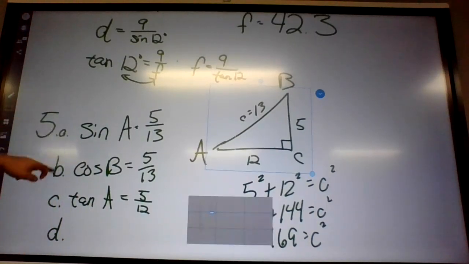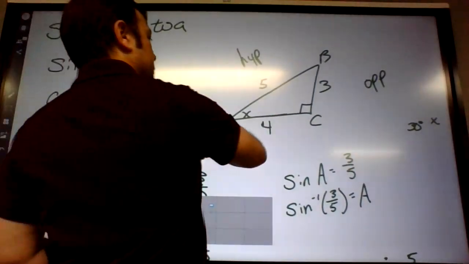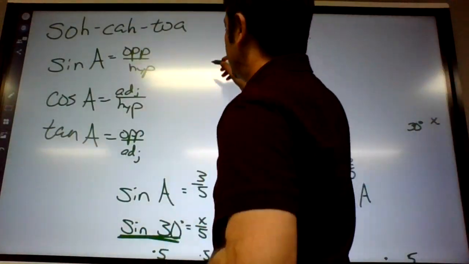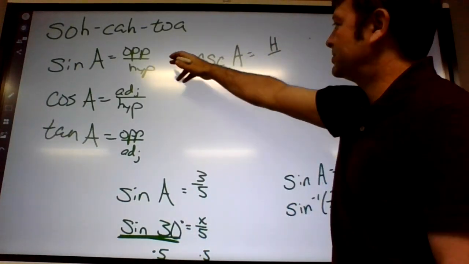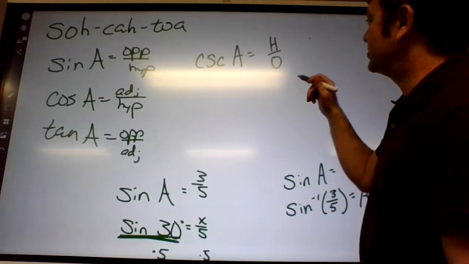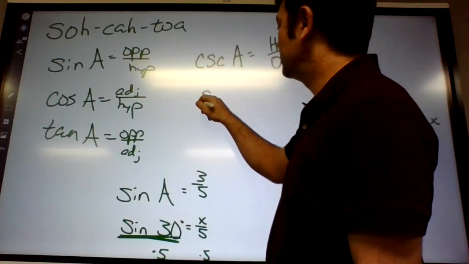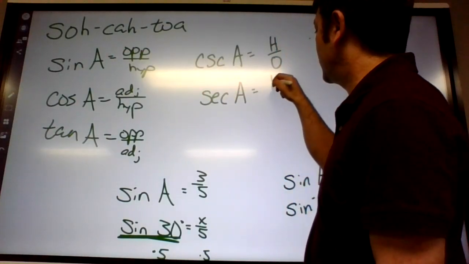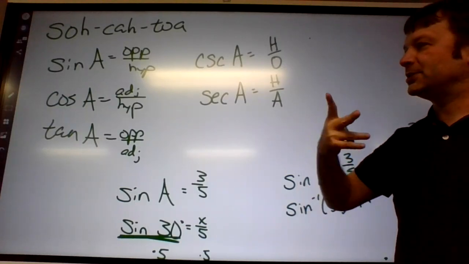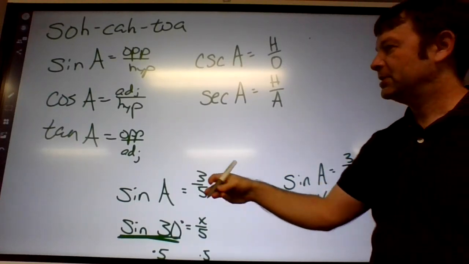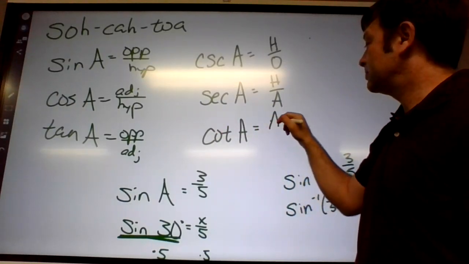Cotangent, secant, cosecant. So maybe I'll scroll up here real quick. Let's start with sine. Cosecant. So cosecant would equal hypotenuse over opposite. Okay, what goes with cosine? Secant. So secant would just be hypotenuse over adjacent. I call them the reciprocal functions. It just means they're upside down as a fraction. And then what goes with tangent is cotangent. Adjacent over opposite.